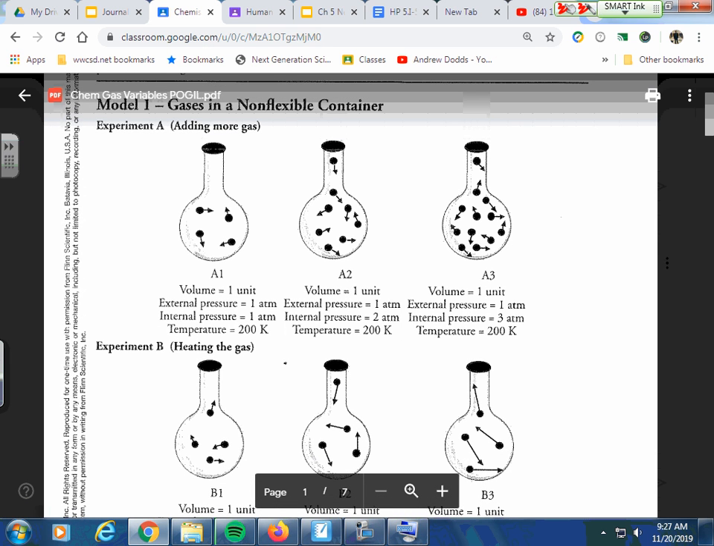But if we've got model 1 with a non-flexible container, that means that the volume has to stay constant. Okay, so the volume will not change.